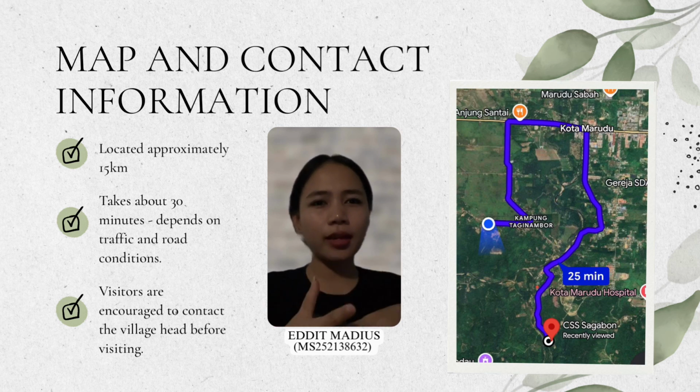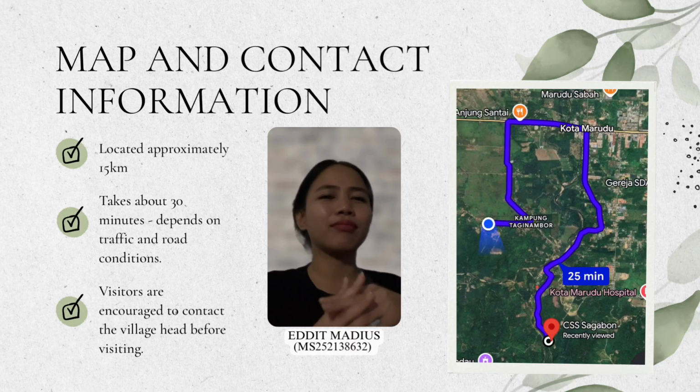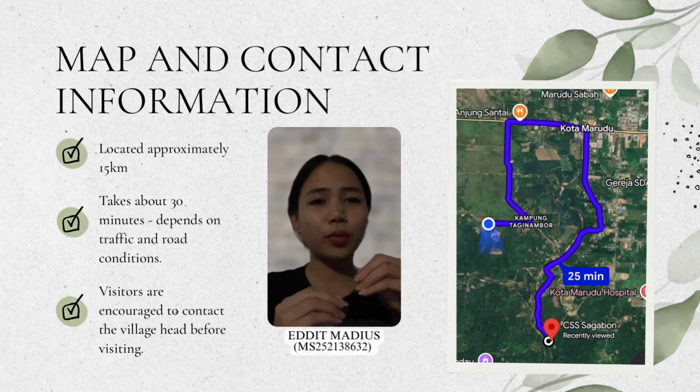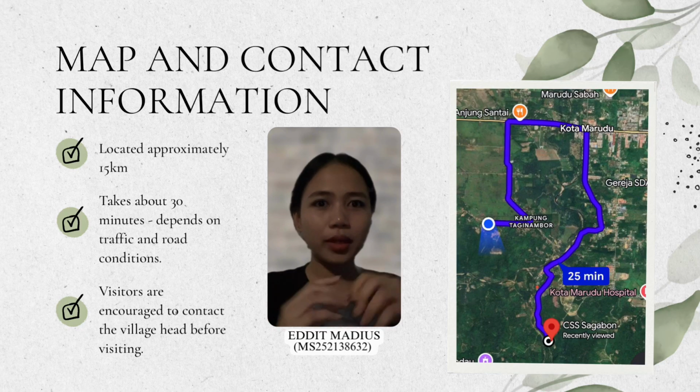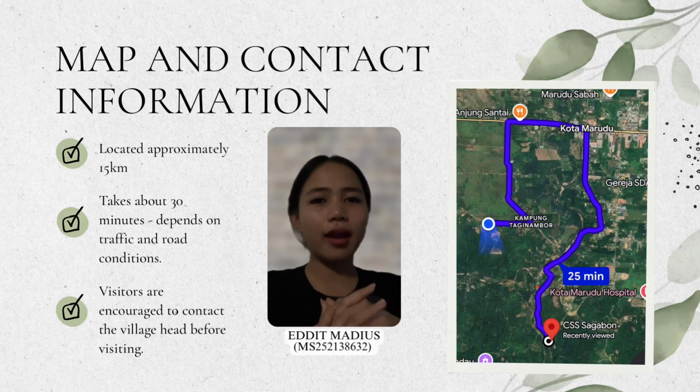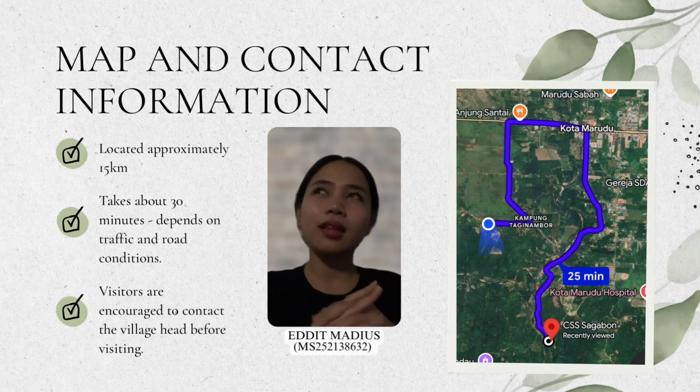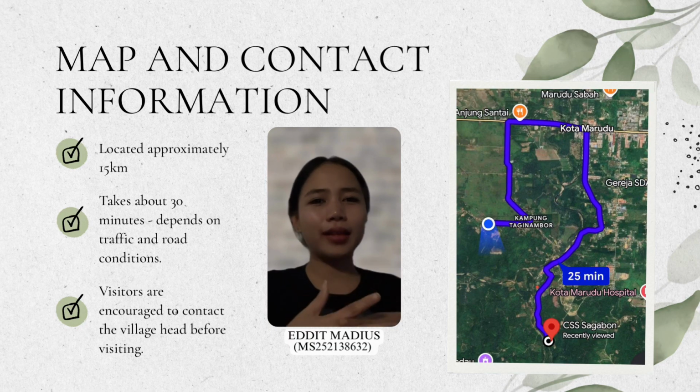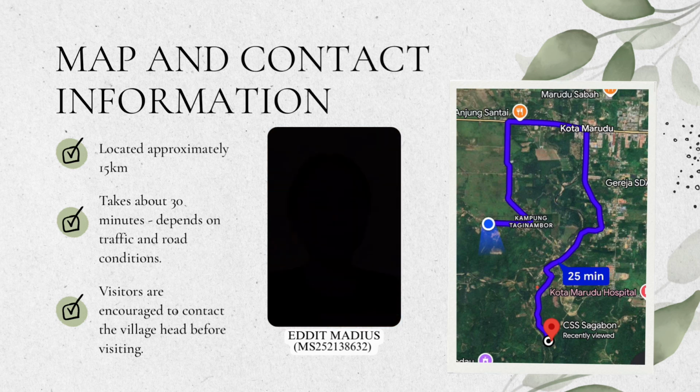First, in terms of location, the river is situated approximately 15 kilometers from the main town. To reach the area, visitors will first travel along the main road before turning into a smaller village road for about 5 kilometers. The river is located within a rural village environment that is slightly hilly and surrounded by natural scenery, which makes the area peaceful and attractive for visitors who enjoy nature.